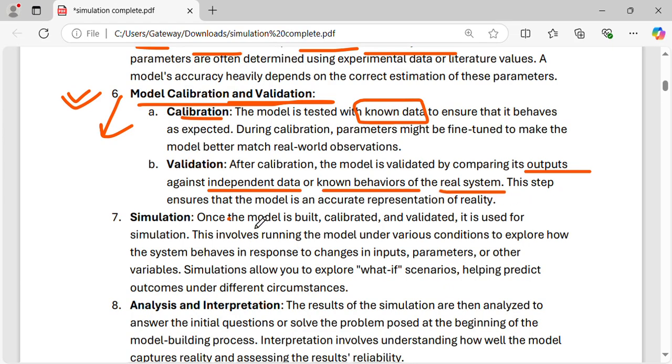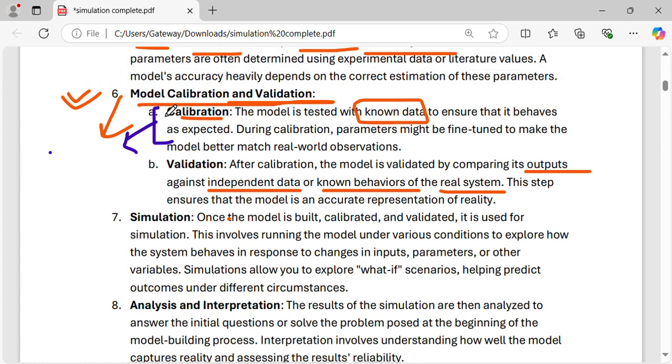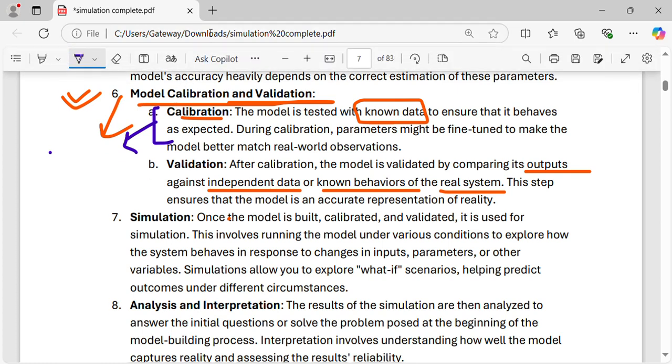This step ensures that the model is an accurate representation of reality. So we need to understand this in a little more detail. In model calibration, we already have the data, right? Known data. When we are making a model, we need some data to test the model and some data to validate the model, right?